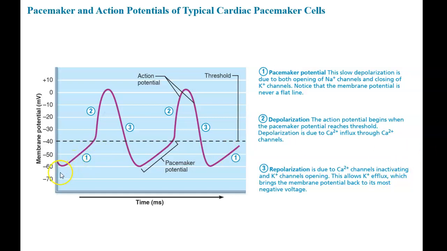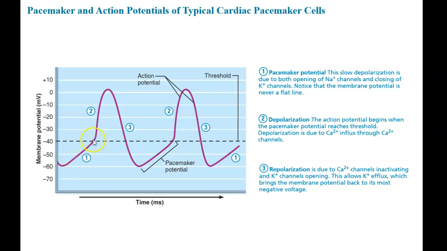For example, the resting membrane potential here is not going to be flat like it was in the skeletal tissue. And also there's a different threshold that has to be reached. In skeletal muscle tissue, it was negative 55 millivolts. Here it's negative 40 millivolts. And the cardiac action potentials begin because of the pacemaker cells. Those generate a pacemaker potential, and that's just a slow depolarization that's due to sodium coming in and also the potassium channels closing, so less potassium going out.